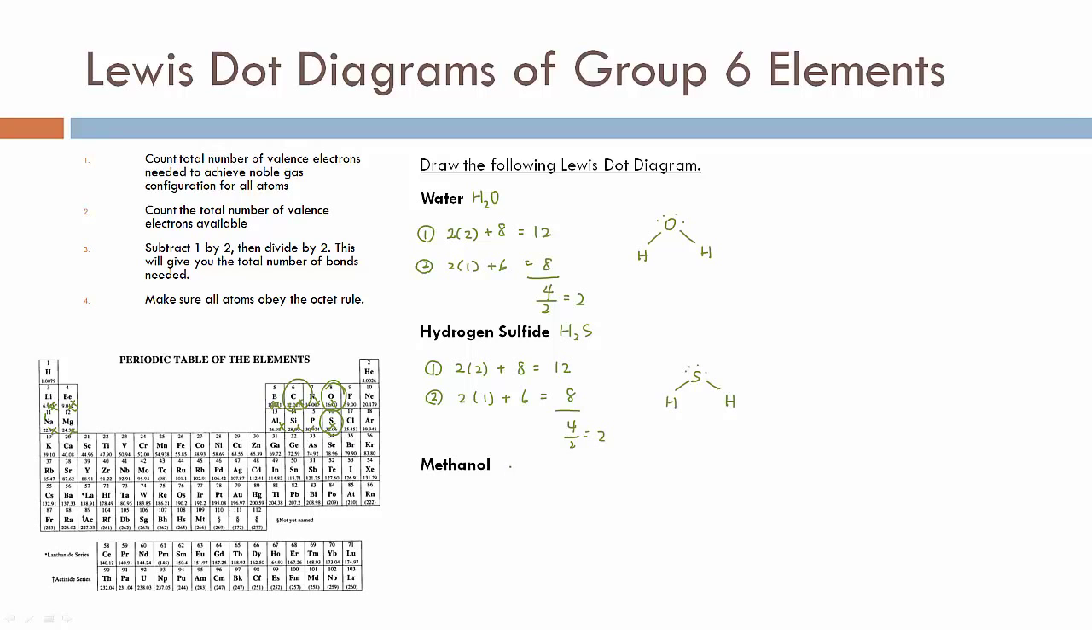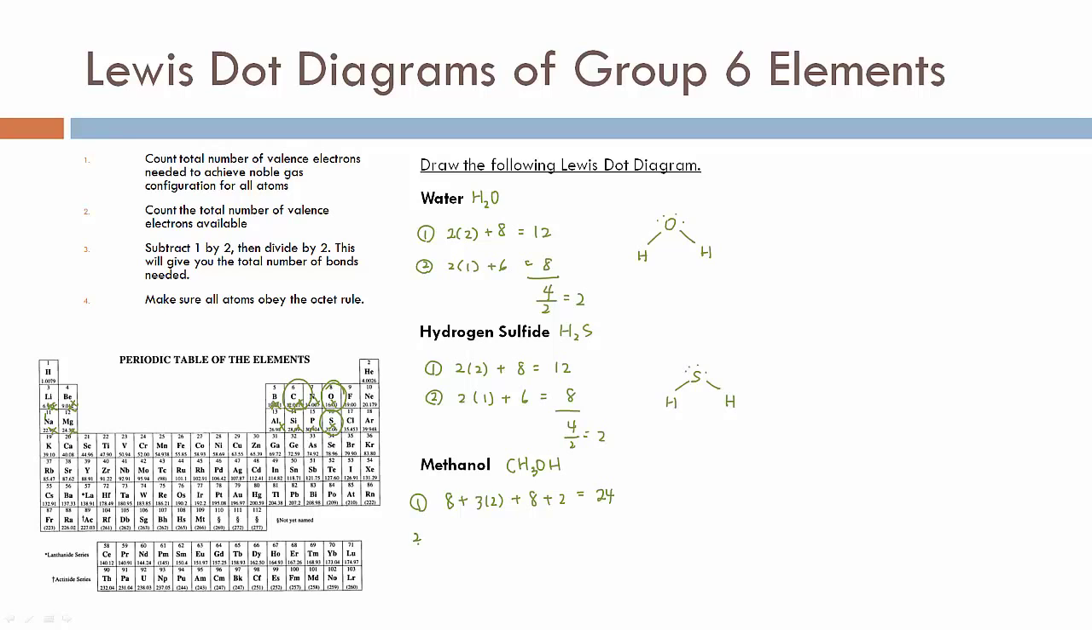Our last example is methanol, which has the formula CH3OH. Carbon requires 8 electrons to fill its valence shell. The hydrogen requires 2 electrons, and because there's 3 hydrogens, it's 3 times 2. The oxygen requires 8 electrons, and that hydrogen requires 2 electrons. If you add all those numbers up, it's 24.